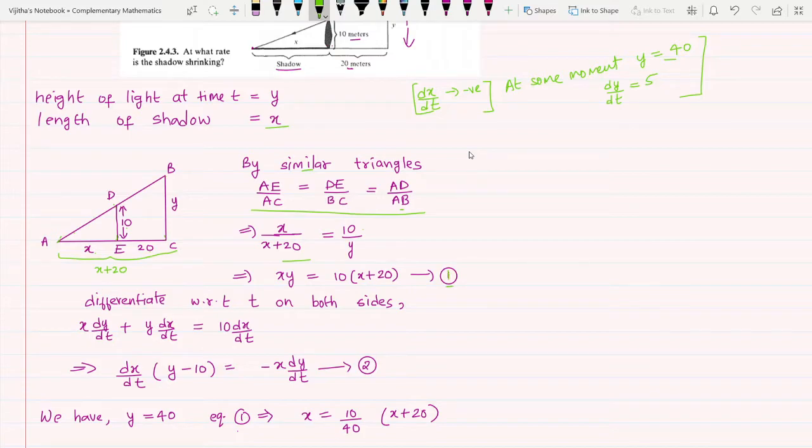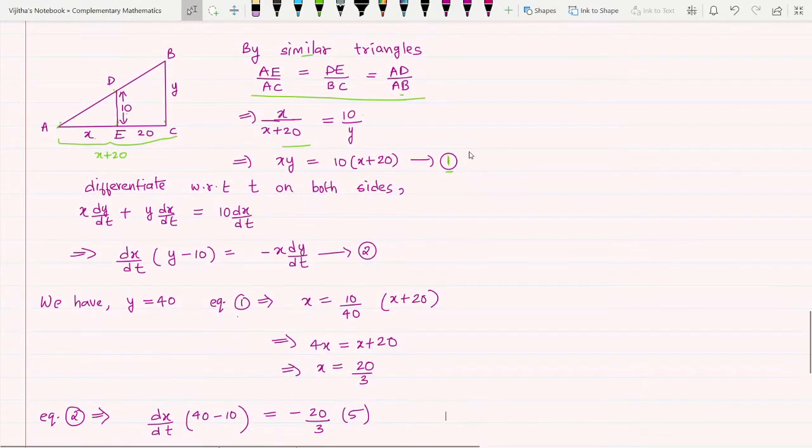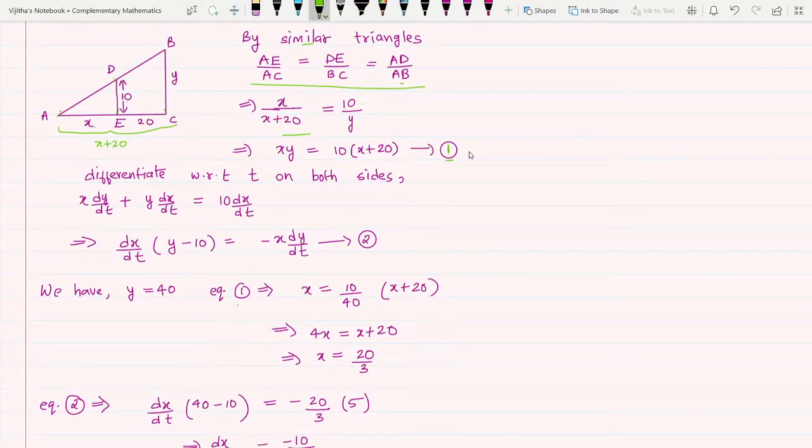Now we differentiate both sides with respect to t. Here we have to use the product rule. So we have d by dt of xy, which will be x into dy by dt plus y into dx by dt. It is the product rule we have to use. So we have in the LHS x into dy by dt plus y into dx by dt, equal to, on the right, the derivative of 10 times x plus 20.